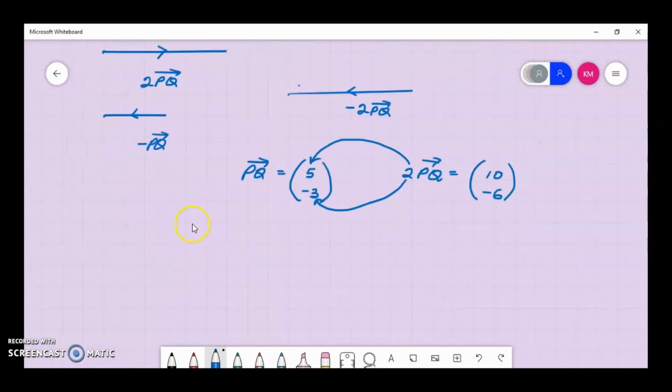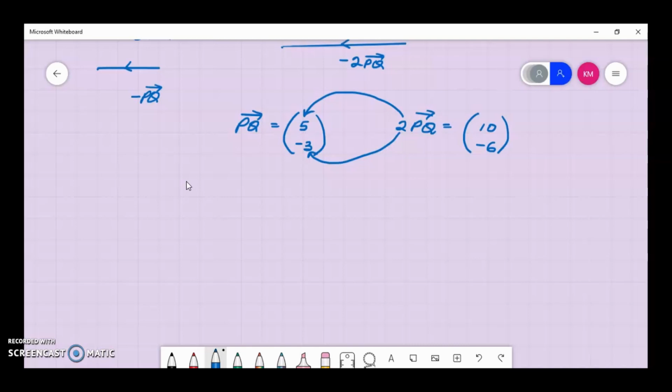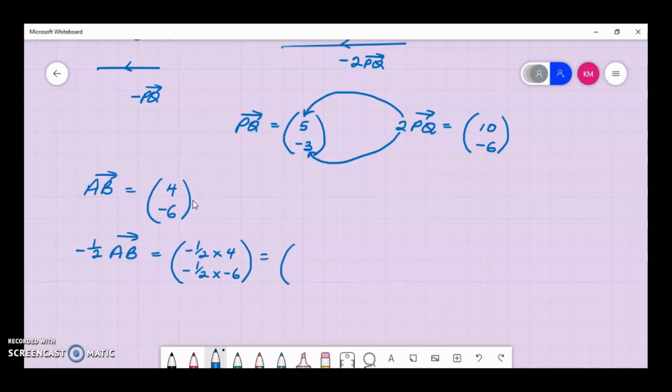Now, let's have a look at one more scalar multiplication in the vector format to end this video. So let's say we have the vector AB, which is 4, -6, and we want to find half AB. Let's make it a negative scalar quantity. So it's -1/2 AB. What I need to do is multiply that -1/2 by each one of my values in here. So it's going to be -1/2 multiplied by 4 and -1/2 multiplied by -6. And I am going to get -2 and +3. -1/2 by 4 gives -2, and negative by negative is positive. 1/2 of 6 is 3.